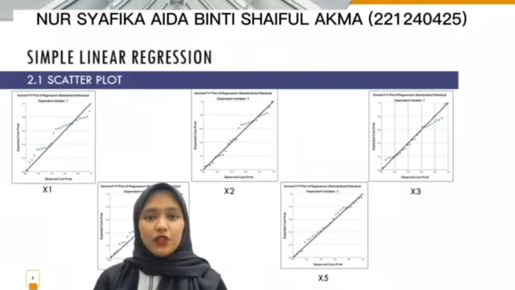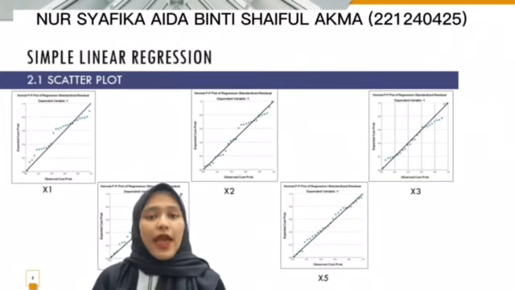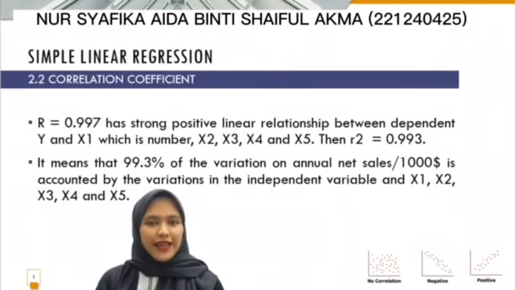Okay, for the next slide is 2.1. 2.1 is a scatter plot, which consists of the data of set number 1. The scatter plot has been divided by each variable, which is x1, x2, x3, x4, and x5. Okay, for the next slide is 2.2, which is the correlation coefficient.